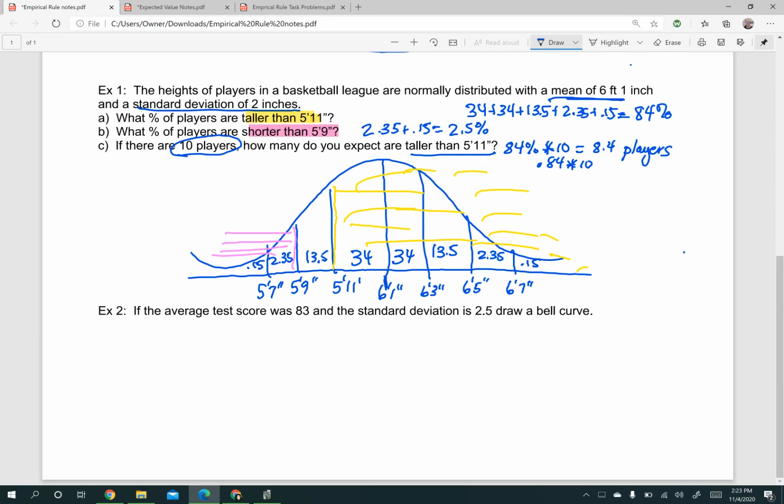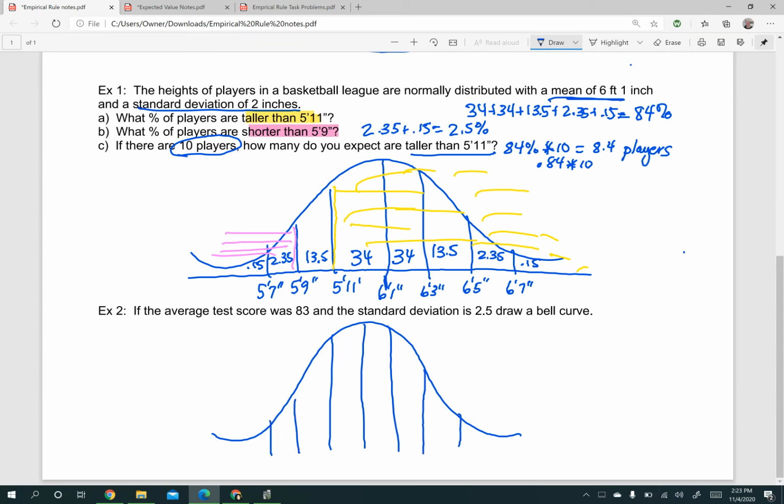So if you just wanted to draw, this one just asks us to draw a bell curve. That's what these things are called. Normal curves are also called bell curves because they kind of look like a bell here. So we know we got 34 and 34. We got 13.5 and 13.5, 2.35 and 2.35, and 0.15 and 0.15.